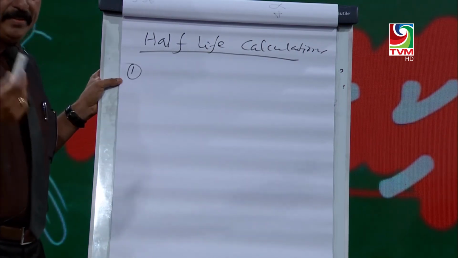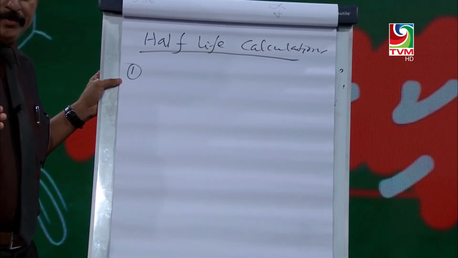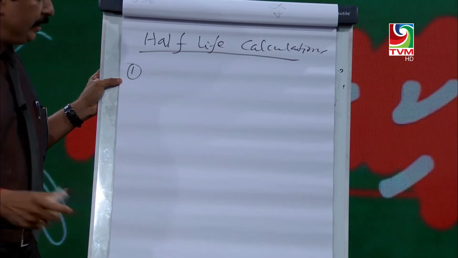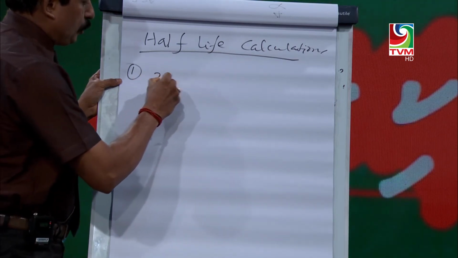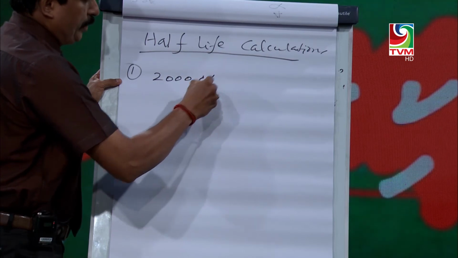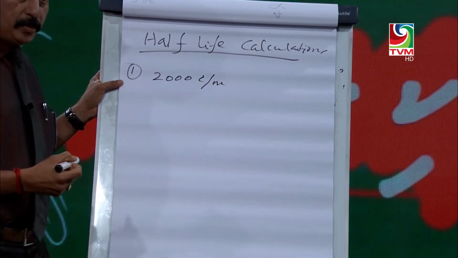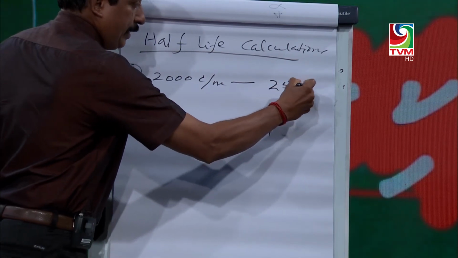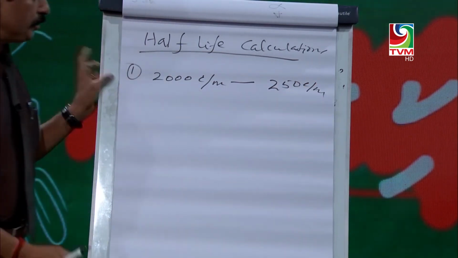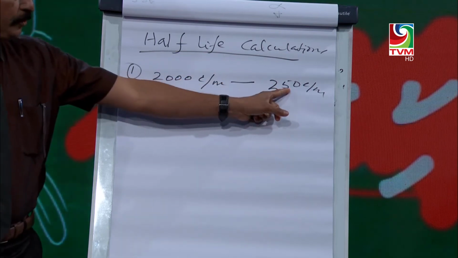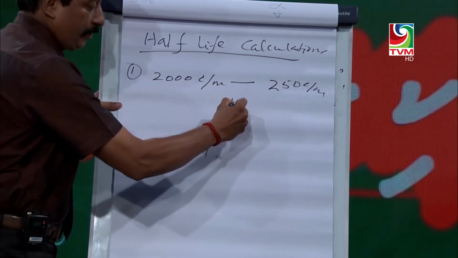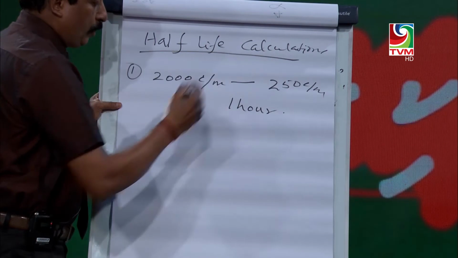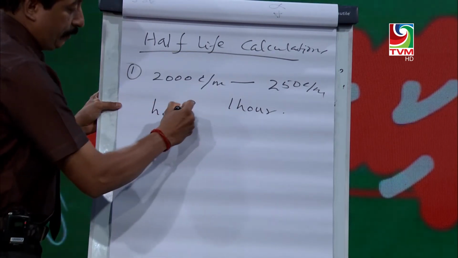You know that when the activity of a given sample decreases by half, that is 1 half-life. Here the activity of the sample is 2000 counts per minute, and it decreases to 250 counts per minute. This is one type of question: 2000 counts per minute decreases to 250 counts per minute in 1 hour. What is its half-life?